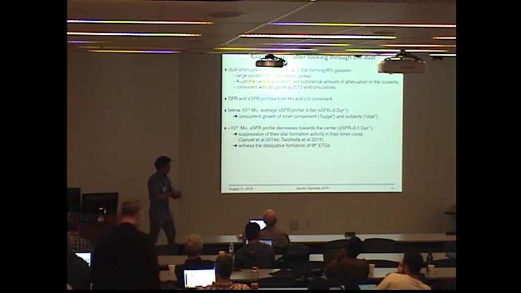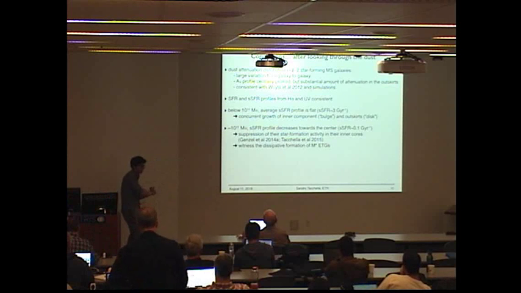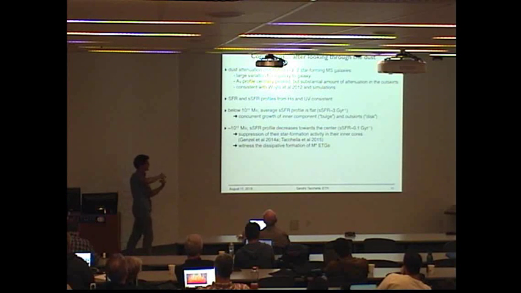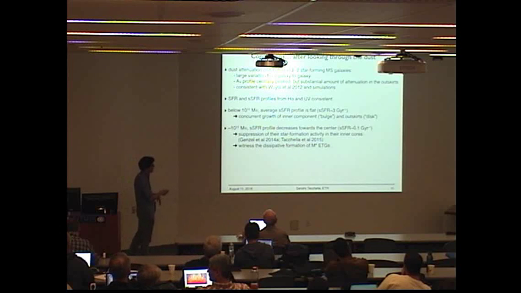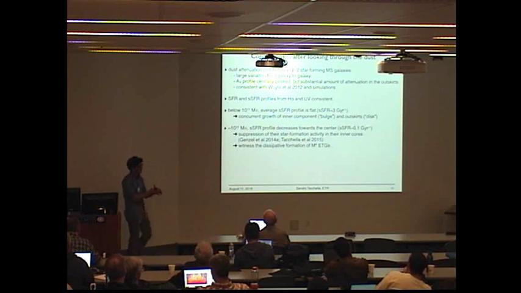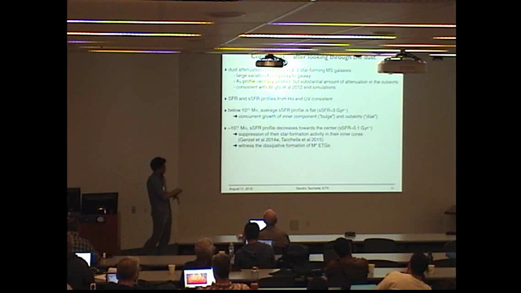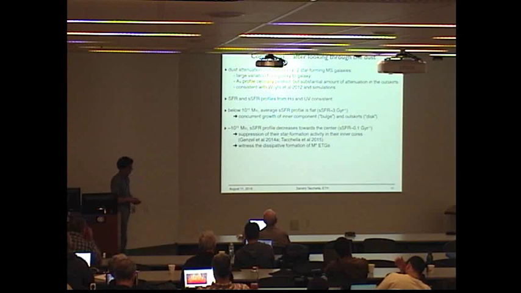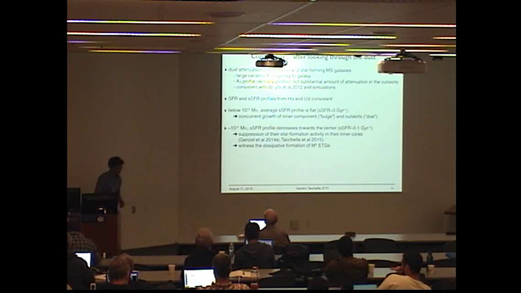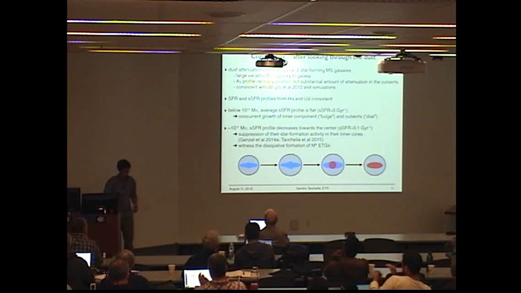When you go to higher masses, you have specific star formation rate profiles that are rising towards the outskirts, which is consistent with the suppression of the star formation activity in the inner cores. Also, highlighted already by Reinhard Genzel with the morphological quenching, for example, or the inside-out quenching in our paper last year. Okay, thank you very much for your attention.